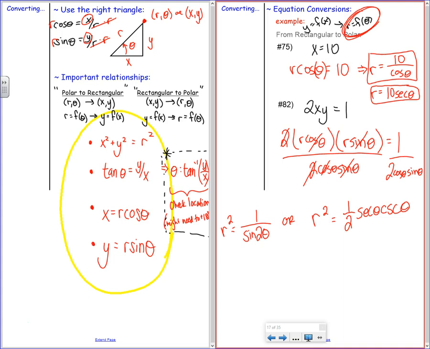Wait, is r by itself yet? So technically, we'd have to. So we could say that r is equal to the plus or minus square root of 1 over 2 cosine sine, or all of those are right. All of those are correct.